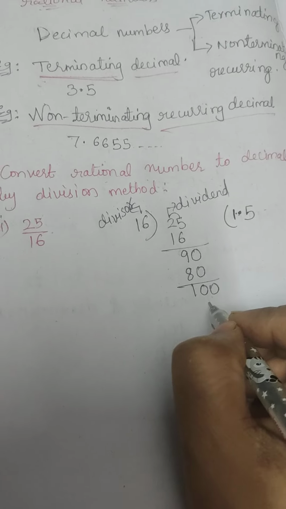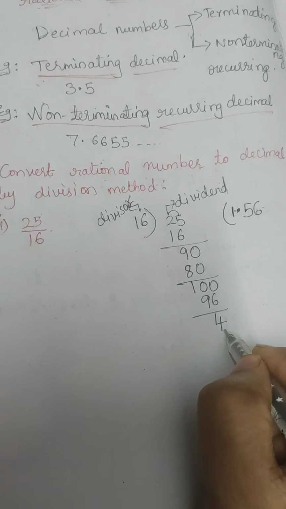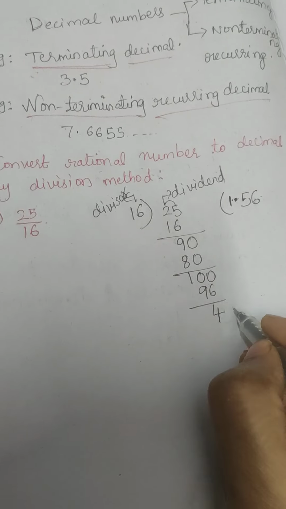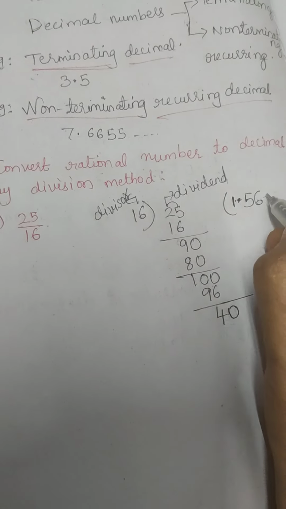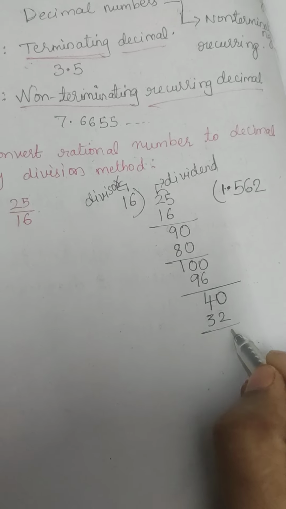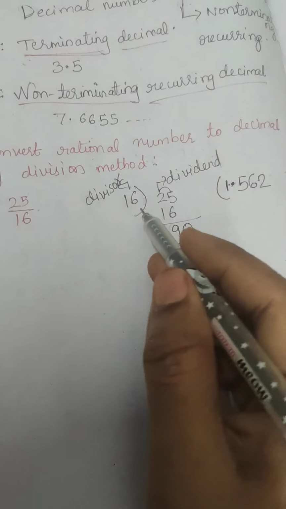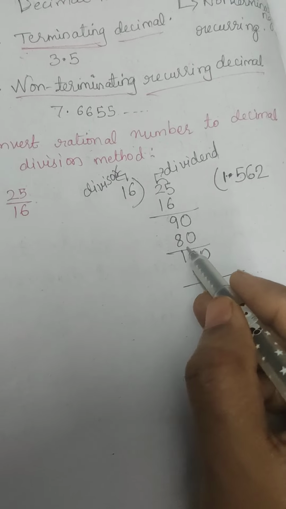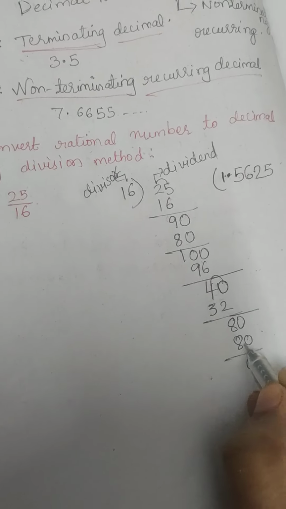Now 16 6s are 96. We get the remainder 4 here. Still again the dividend is smaller than the divisor, so as we have a decimal point, we can take one more 0 here. 16 2s are 32. 10 minus 2 becomes, if we take carry, 8. 8 is still a smaller number than 16. So as we have a decimal point, take one more 0 here. Here 16 5s are 80. 80 minus 80 is 0.